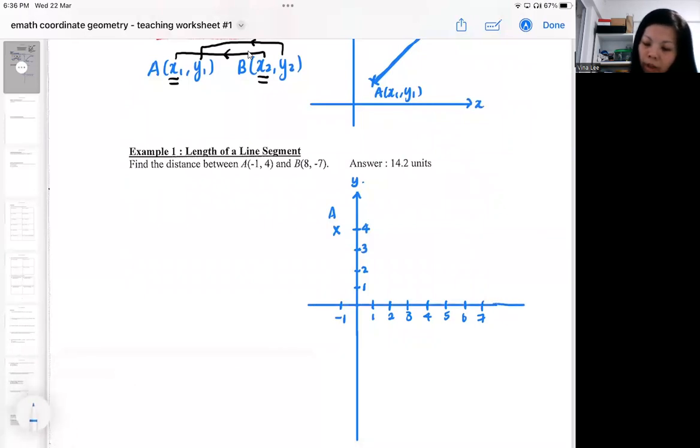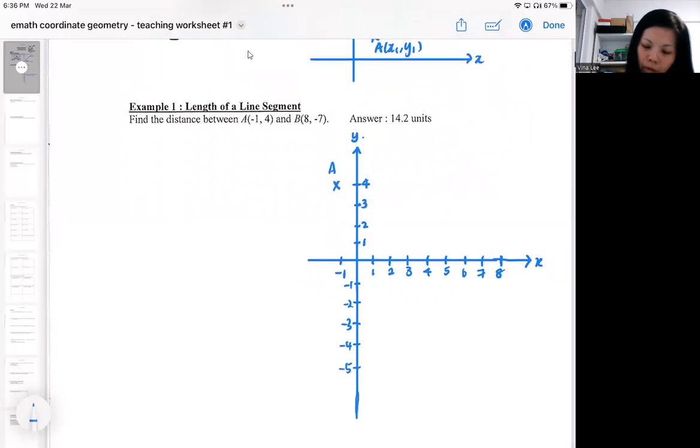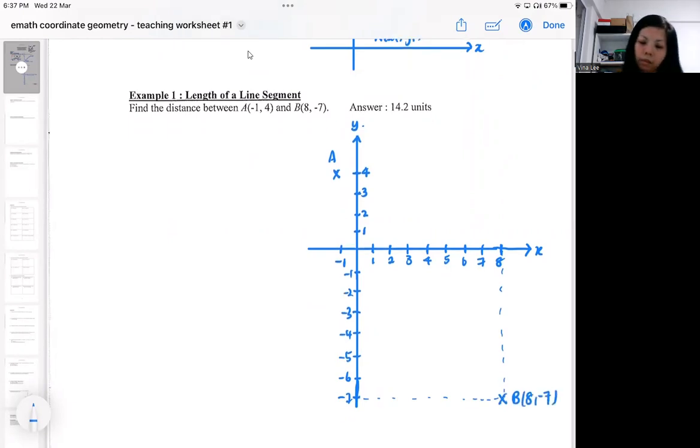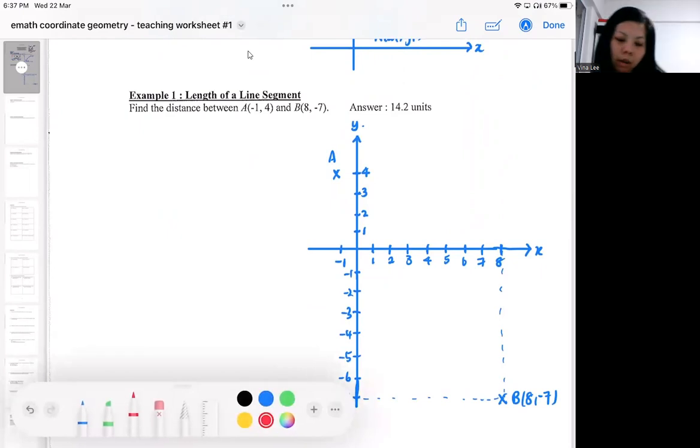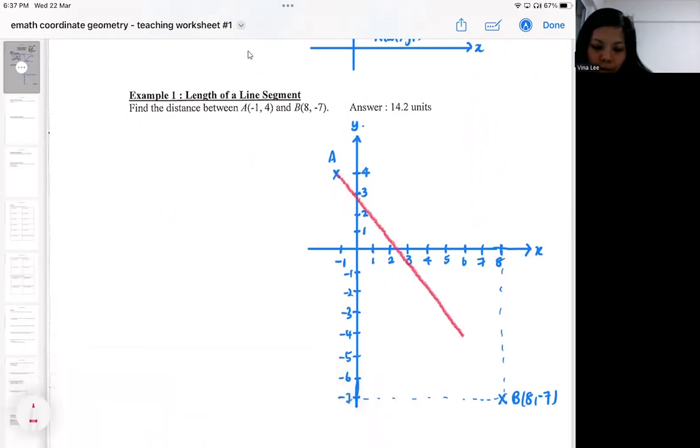So this is just for the first time that you are learning this. Subsequently, we don't need to draw. So -7. So where is -7? So you need to know your axis, your coordinate. So 8 minus 7 is here. So these are my 2 points, and I'm interested in the length here.